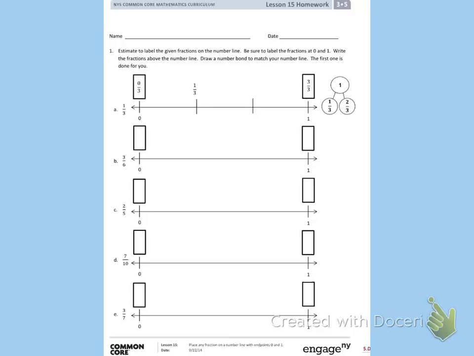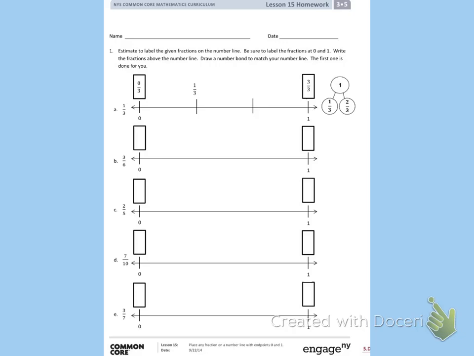Module 5, Lesson 15's objective is to place any fraction on a number line with endpoints 0 and 1. Item 1. The directions say, estimate to label the given fractions on the number line. Be sure to label the fractions at 0 and 1. Write the fractions above the number line. Draw a number bond to match your number line. The first one is done for you.